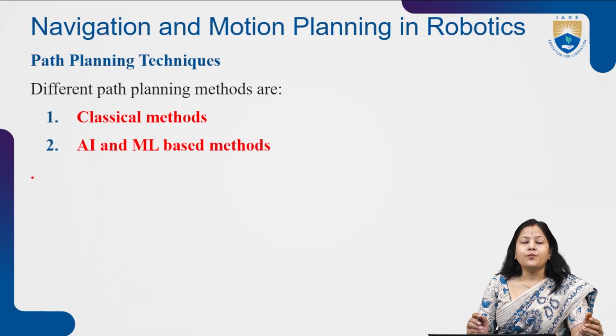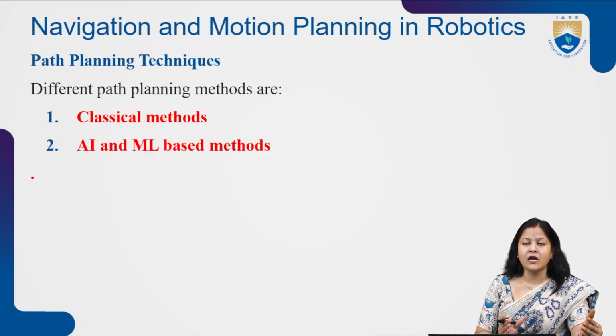Now let me discuss the path planning techniques. There are two different path planning techniques used by the robot to perform the planning, because path planning is like planning a path starting from the start location to the destination. Orally we can say it will try to explore. But what methods are used to explore? So these are the two different techniques.